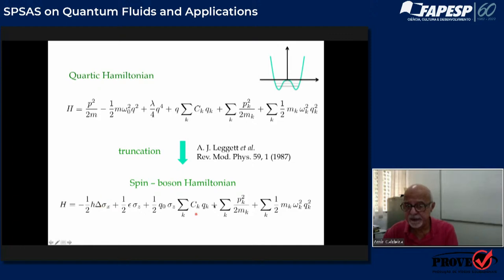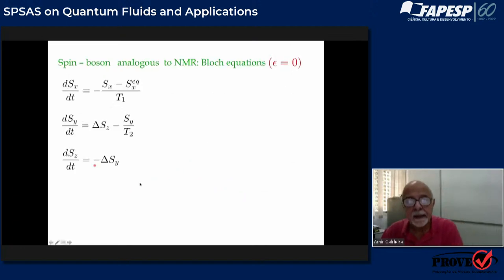And I can play with this sort of spin boson Hamiltonian now. So it's a two-level system coupled to the bath of oscillators. So I'm really restricting myself to those two lowest eigenstates. This spin boson is analogous to the NMR Bloch equations. So for SX, we have the relaxation in the scale T1, which is the relaxation time. And this is the phasing time.